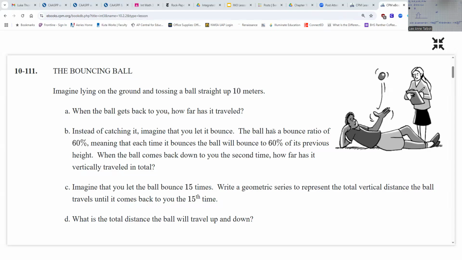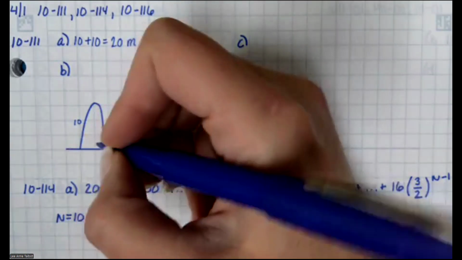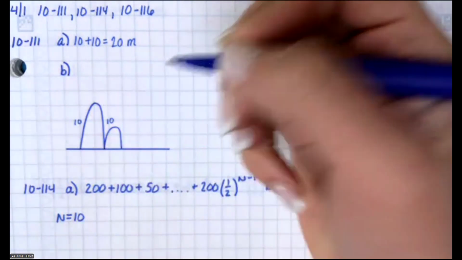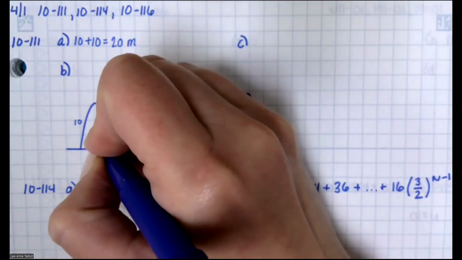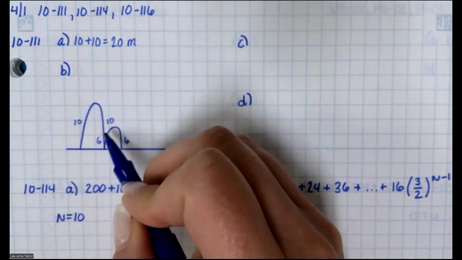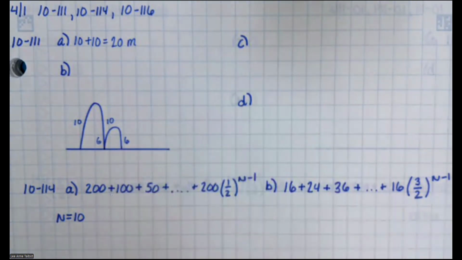Part B: instead of catching it, imagine that you let it bounce. The ball has a bounce ratio of 60%, meaning that each time it bounces, the ball will bounce to 60% of its previous height. When the ball comes back down to you the second time, how far has it vertically traveled in total? Okay, almost. So yes, it bounces up again, and 60% of 10 is 6. So it goes up 10, down 10, up 6, down 6.